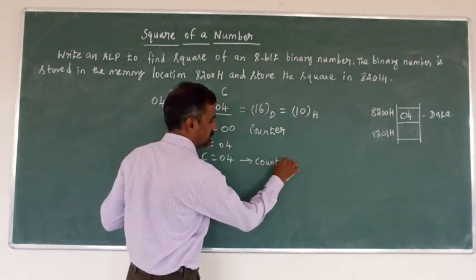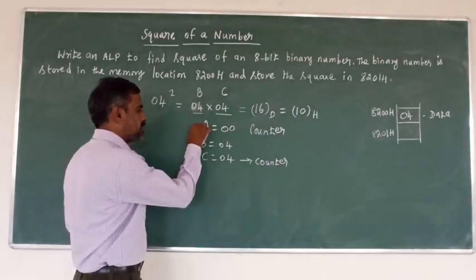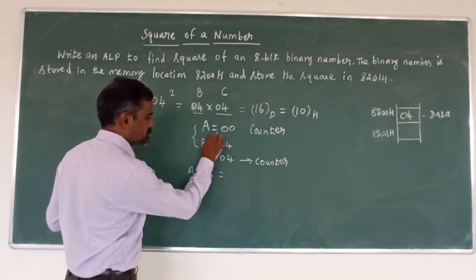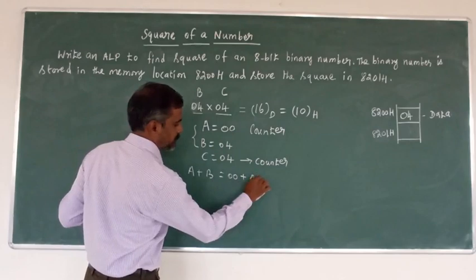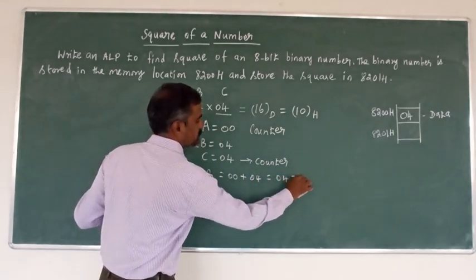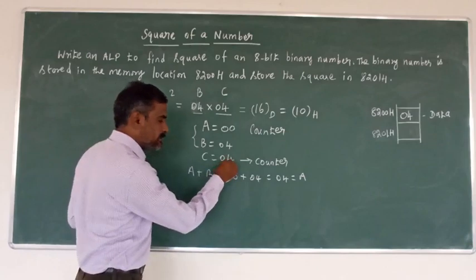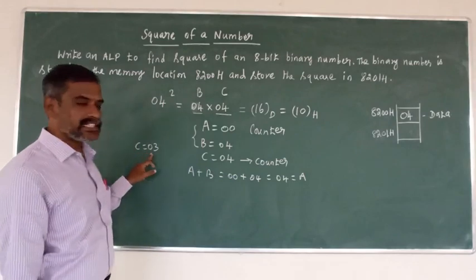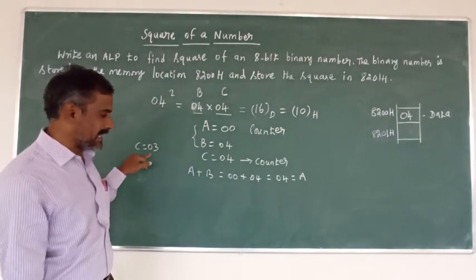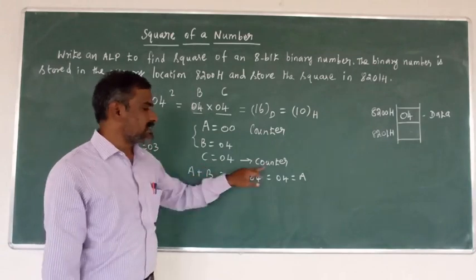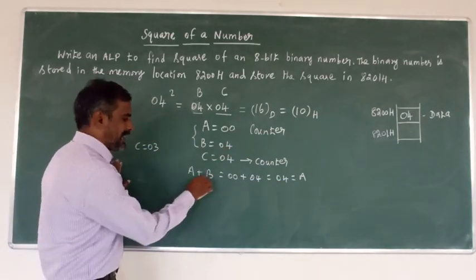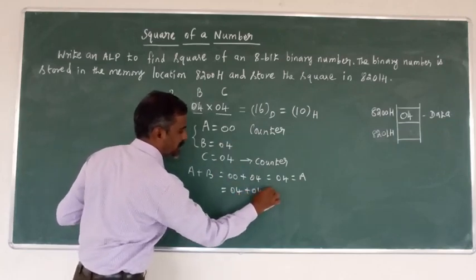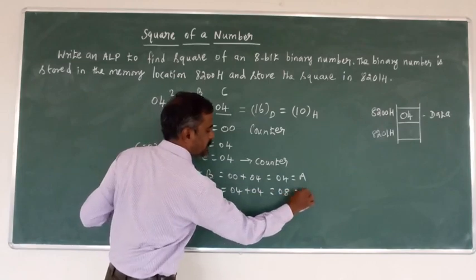Now with the C register as the counter, we add A and B. This is 00 plus 04, so the result in the accumulator is 04. Now decrement the C register content once, so C equals 03. Check whether it is 0 or not. Not 0, so again add the accumulator with the B register. Now accumulator 04 and B register 04, add these two, 08 in the accumulator.